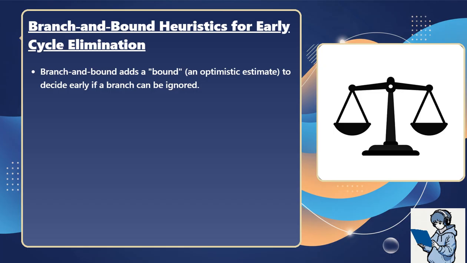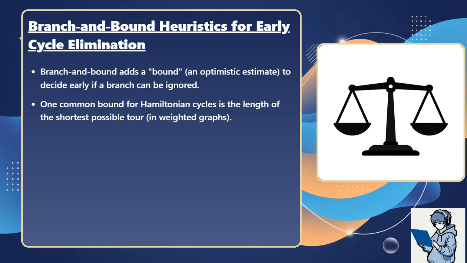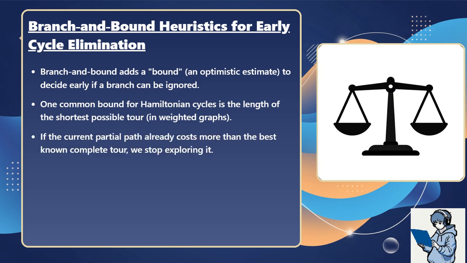Branch and bound adds a bound, an optimistic estimate to decide early if a branch can be ignored. One common bound for Hamiltonian cycles is the length of the shortest possible tour in weighted graphs. If the current partial path already costs more than the best known complete tour, we stop exploring it.